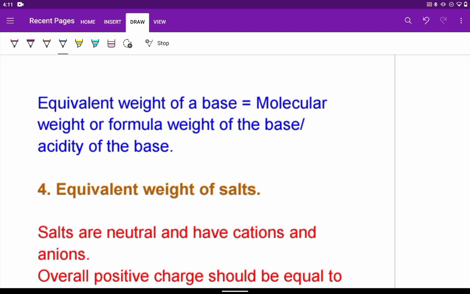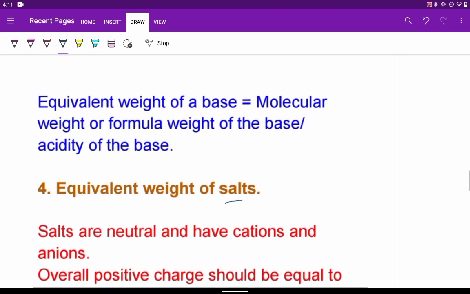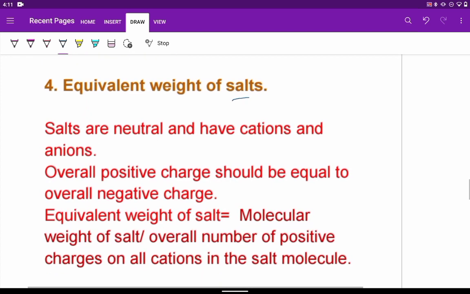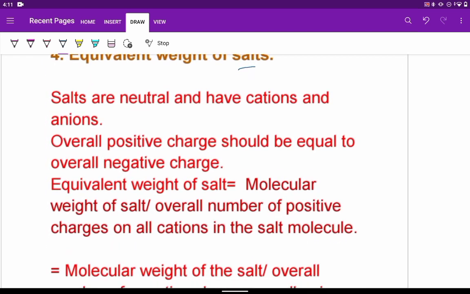We will get the equivalent weight. Next, for salts, equivalent weight of salts. We know salts are neutral. In the salts there will be cations and anions. Salts contain both cations and anions, as in case of sodium chloride, NaCl, Na plus cation, Cl minus negative ion, anion. Overall, the total charge is neutralized, so salts are neutral.